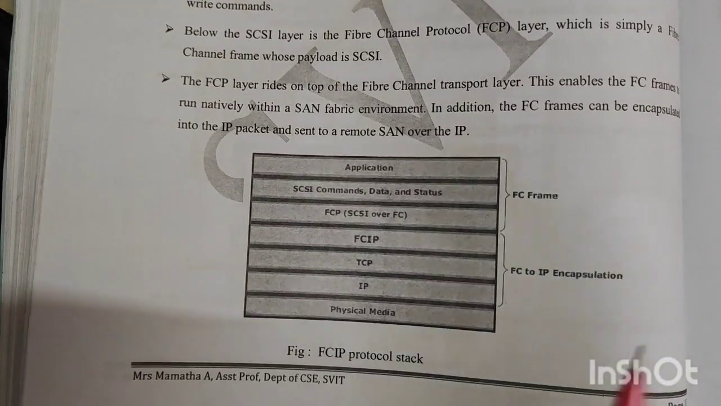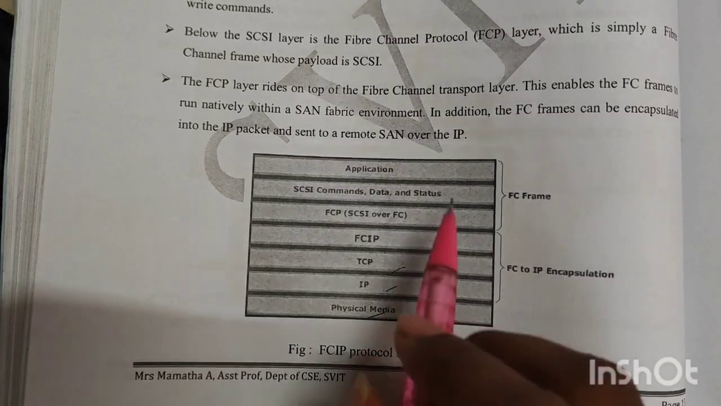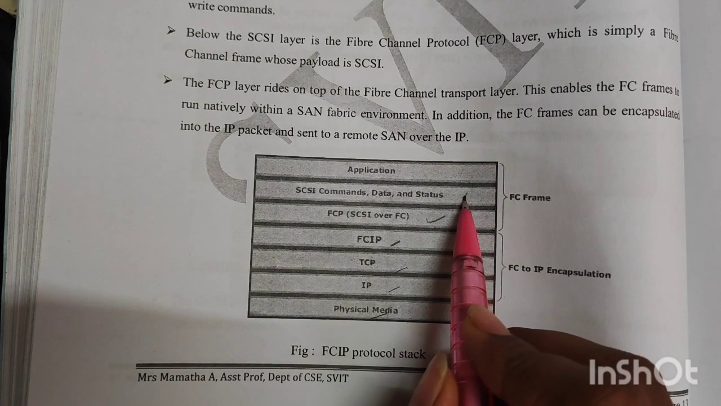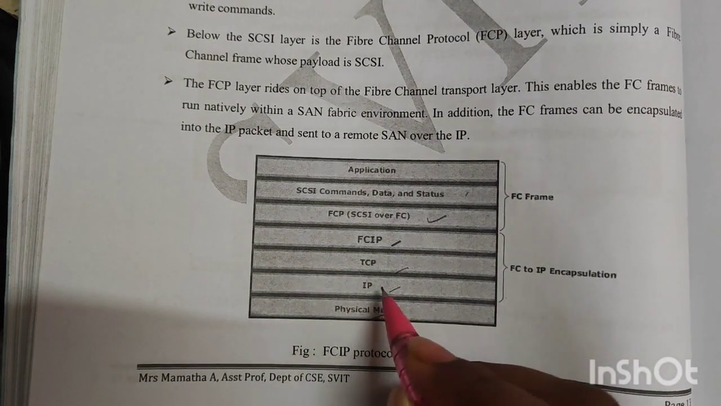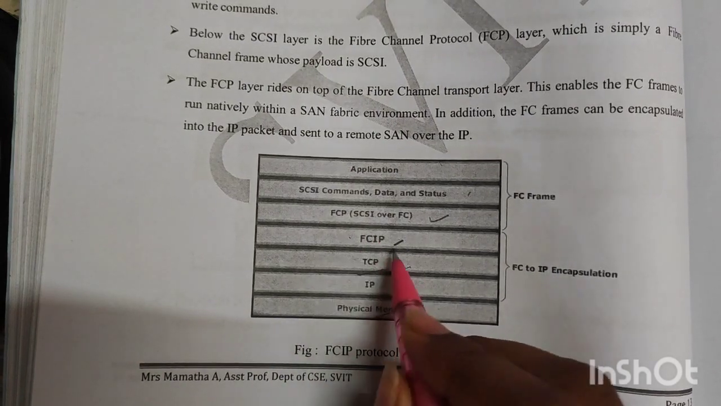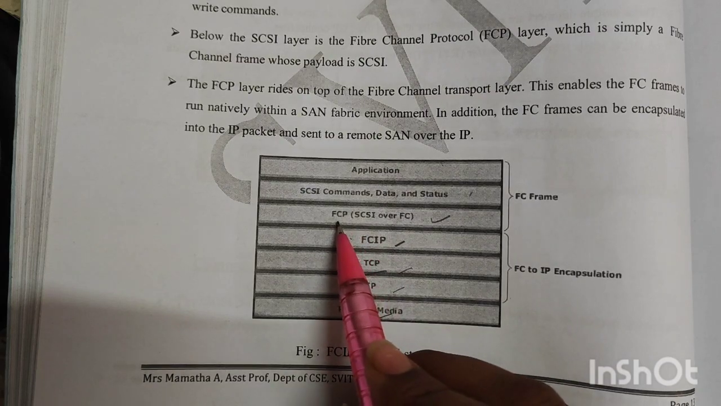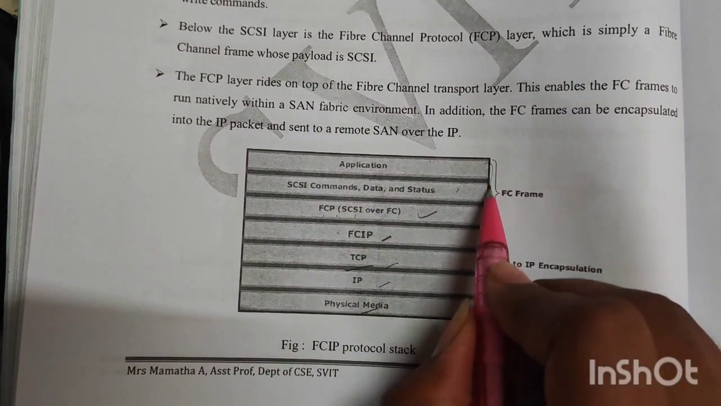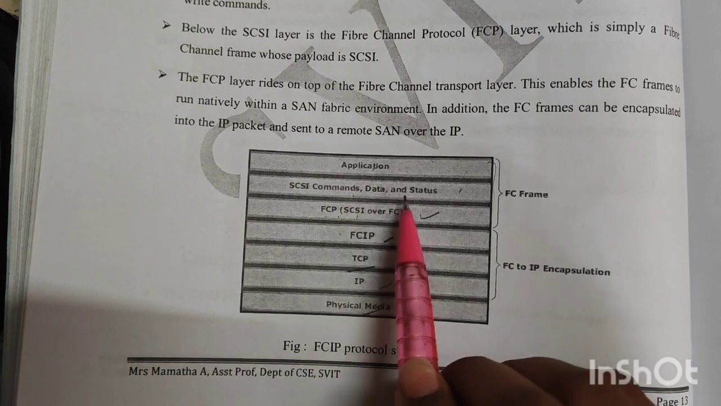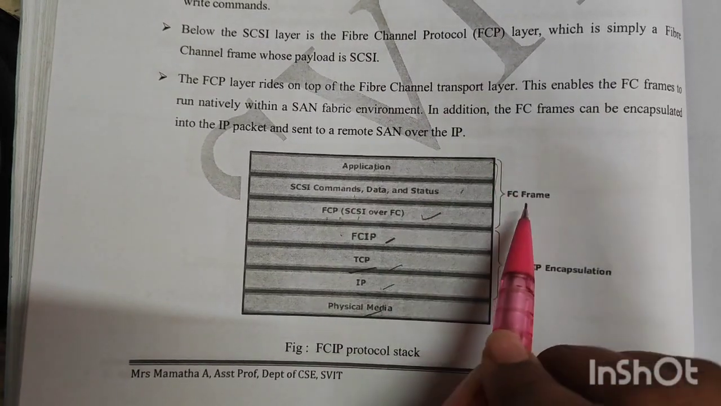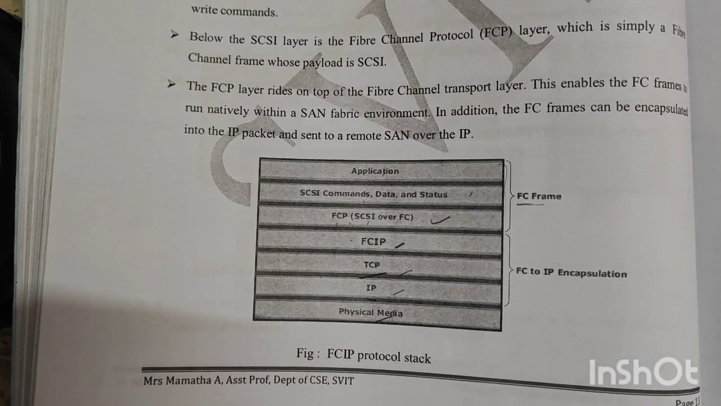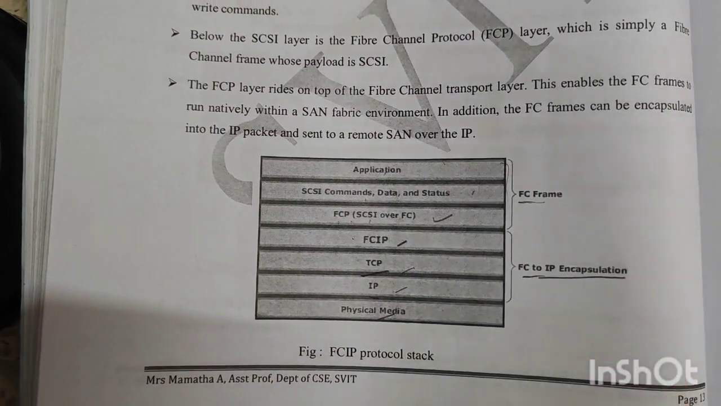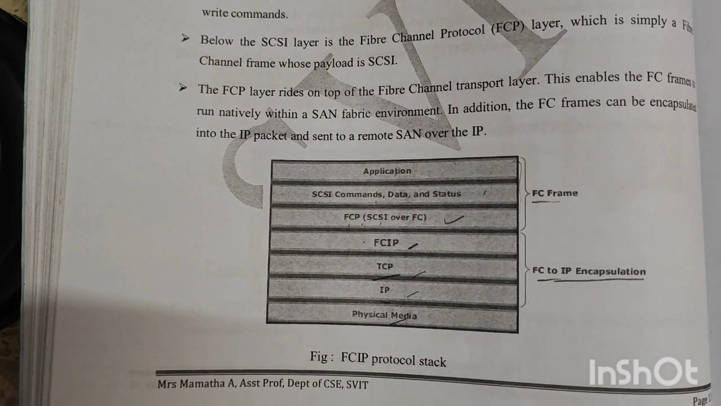We'll see the diagram first. You have physical media, IP, TCP, FCIP, FCP, SCSI commands, and then application. So physical media, IP, TCP, then FCIP, because your FC gets embedded over here. Then you have FCP, and then SCSI, and then application. These three, your application, SCSI data and status, and then FCP, all happen in the FC frame. And then you have FCIP, TCP, and IP. That is your FC to IP encapsulation. They're responsible for FC to IP encapsulation.